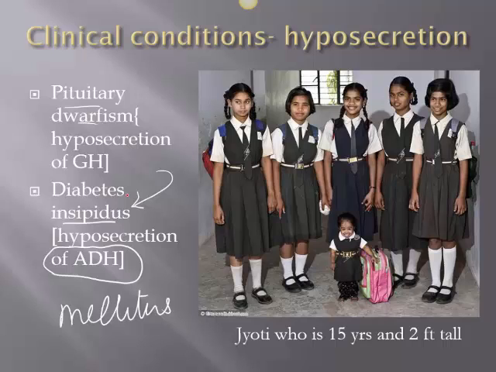In this one, because there is less ADH, automatically, obviously, what will happen? The person will keep on producing urine, right? The body cannot conserve water. But the urine does not have sugar in it, so that's why it's called diabetes insipidus.